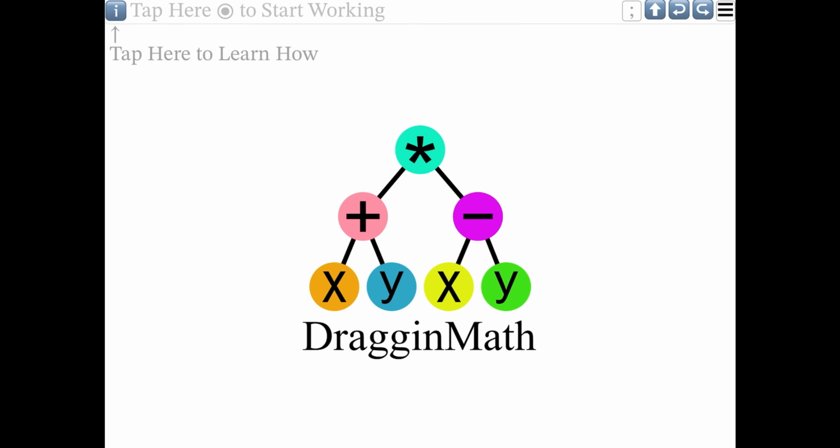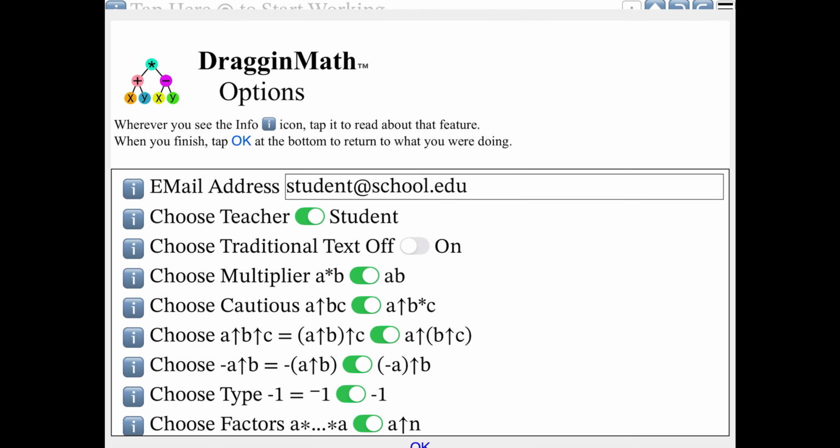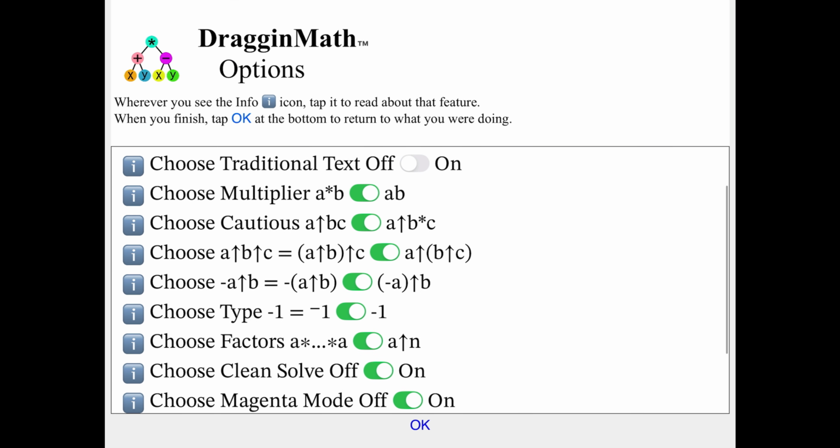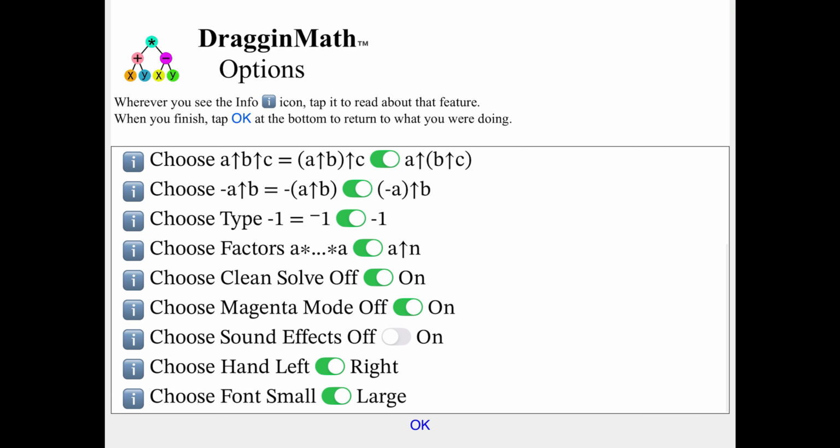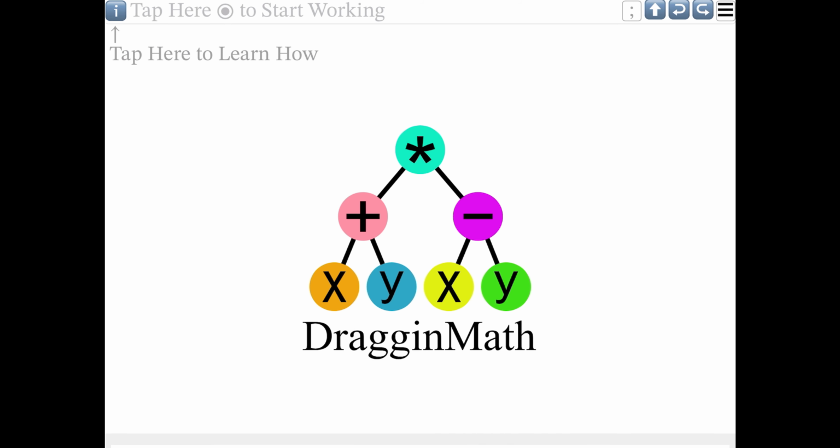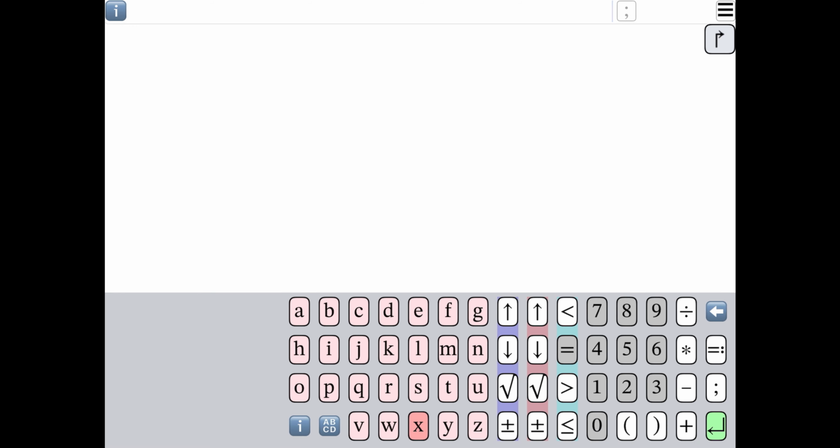To solve equations the slow way in DragginMath, tap the button in the upper right corner of the screen. Then find the switch labeled Clean Solve and turn it off. Tap OK at the bottom to return to the main screen. Now tap the text field at the top of the screen to raise the screen keyboard.